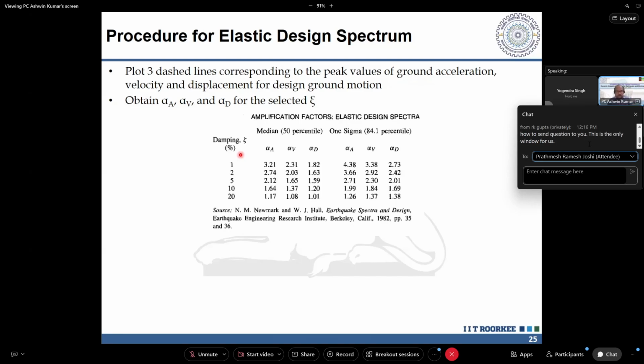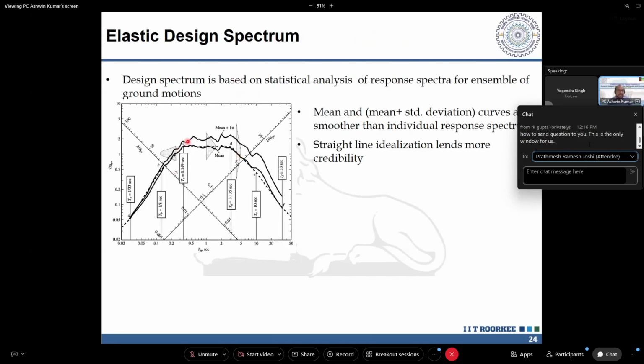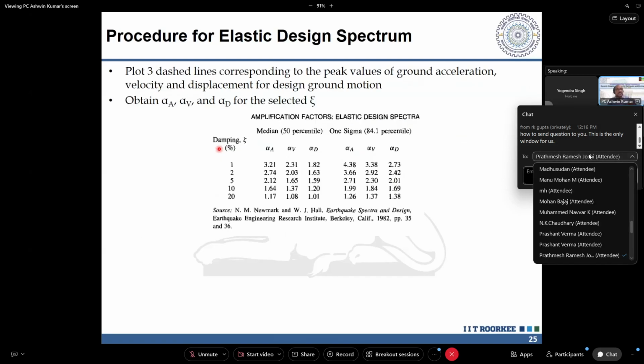It's very smooth, right? If you look at this particular thing, it's very jagged. It has peaks and valleys, etc. If you use more earthquakes and plot an average, a mean curve of 10 or 11 response spectra, yes, it might smoothen out, but it needs further refinement to get the smooth curve that we see in our particular code. So how to plot?